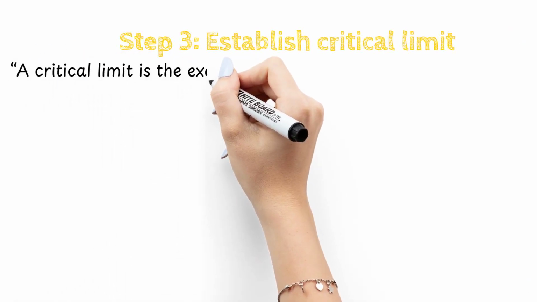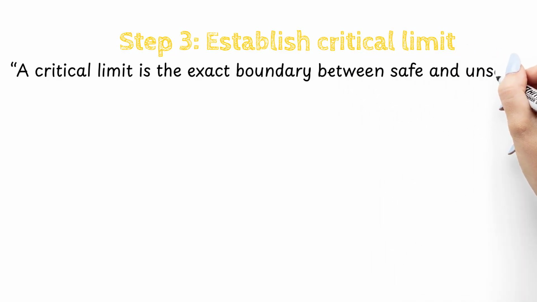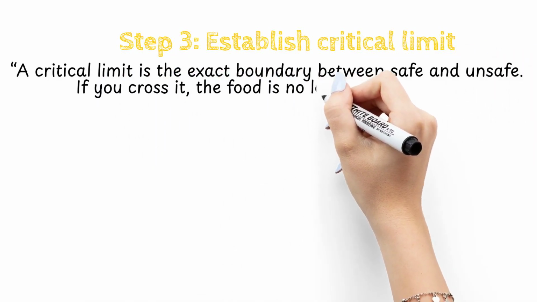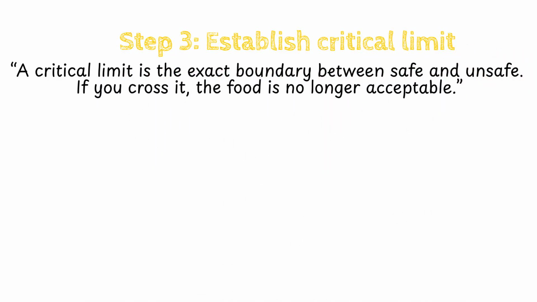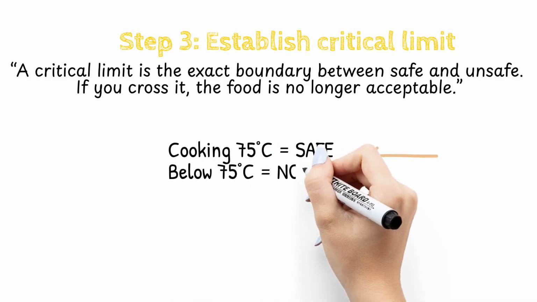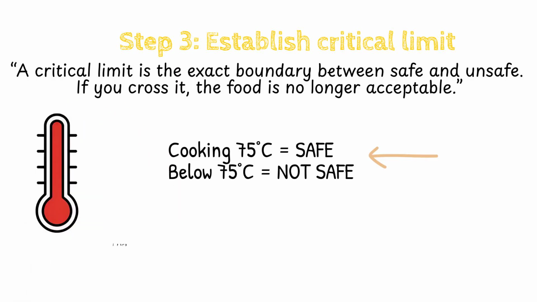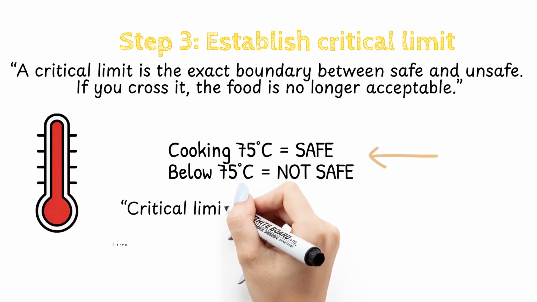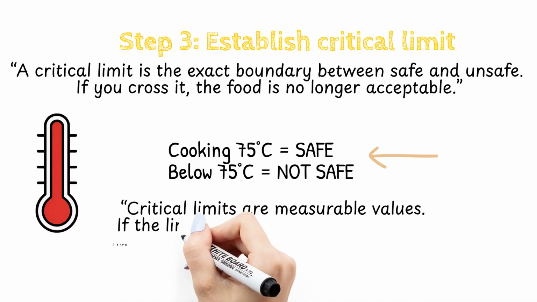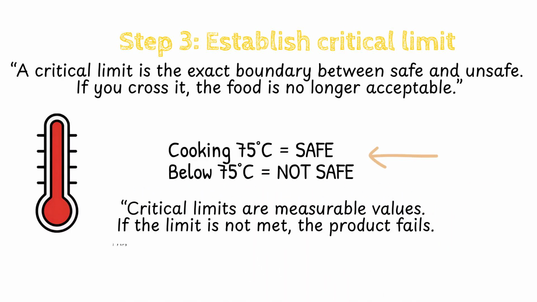Let's now dive into step 3. Establish critical limits. A critical limit is the exact boundary between safe and unsafe. If you cross it, the food is no longer acceptable. For example, cooking. 75 degrees is safe, but below 75 degrees is not safe. Critical limits are measurable values. If the limit is not met, the product fails.